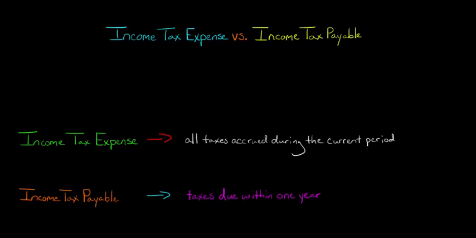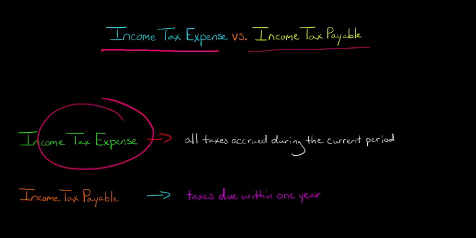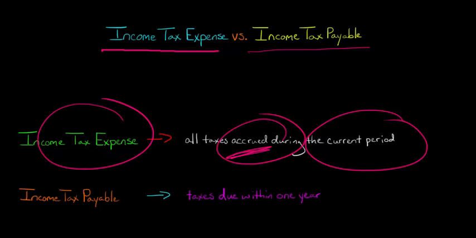In this video, we're going to discuss the difference between income tax expense and income tax payable. Income tax expense represents all taxes that are accrued during the current period. So the current year, whatever income taxes are accrued, it doesn't matter when the payment is actually going to be due. If it's accrued during the period using accrual accounting, then it's going to be booked to income tax expense.